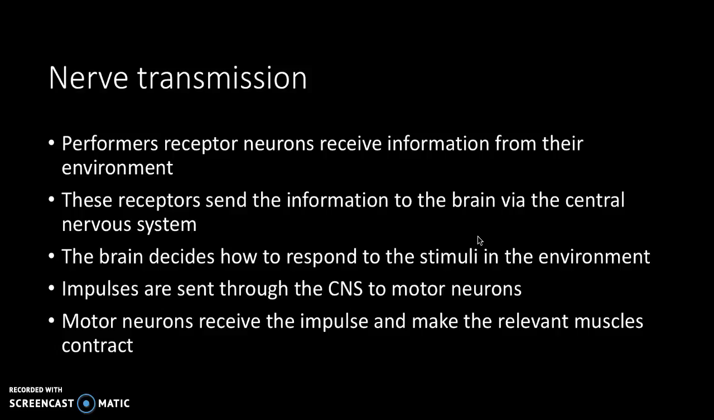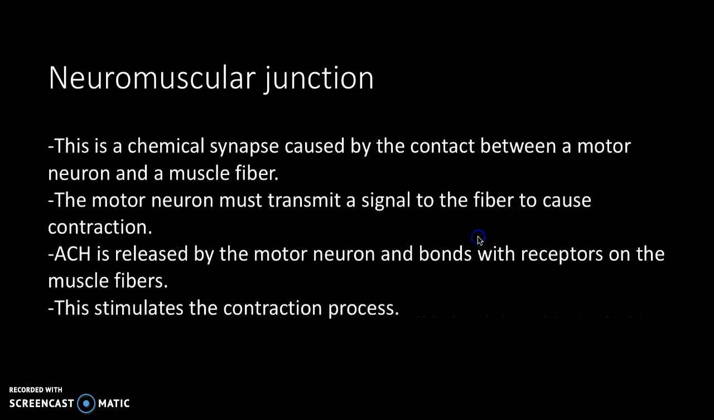The brain then decides how to respond to the stimuli in the environment, and these impulses from the brain are sent through the central nervous system to motor neurons, and motor neurons receive the impulse and make the relevant muscles contract. They do this by sending ACH across the chemical synapse caused by the contact between a motor neuron and muscle fiber, and the ACH bonds with the receptors on the other side and then travels through T tubules.